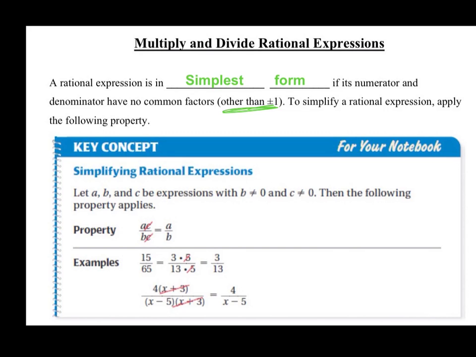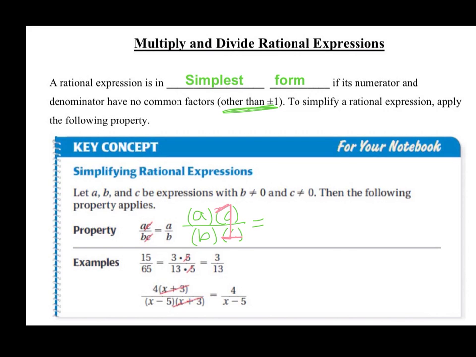It says let A, B, and C be expressions where B is not 0 because we can't divide by 0, and C is not 0. Then the following properties apply. So this is saying that AC over BC equals A over B. So you can rewrite this out if you wanted to, guys, as A times C over B times C. What happens is C over C equals the value 1. That's why they cancel out.